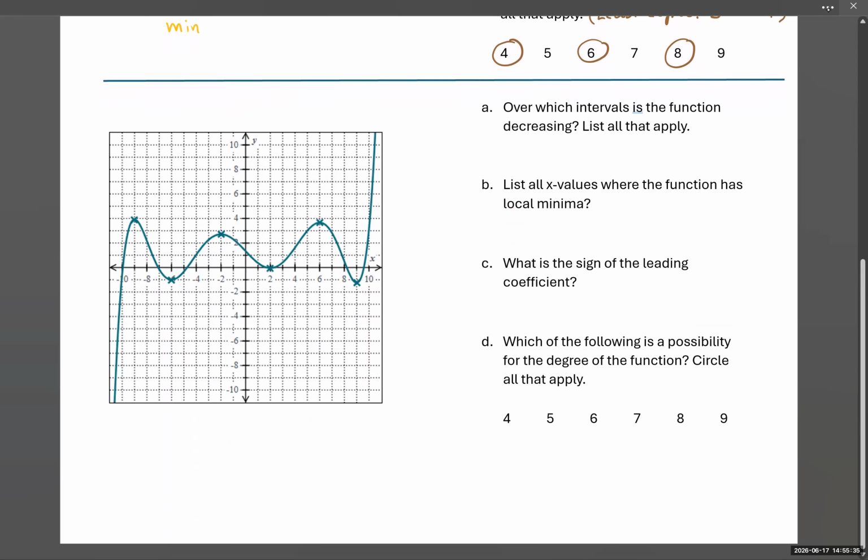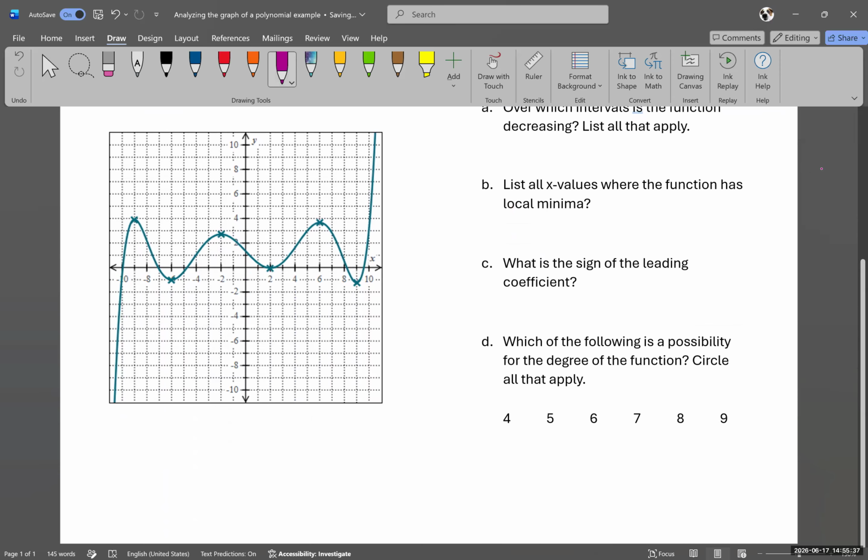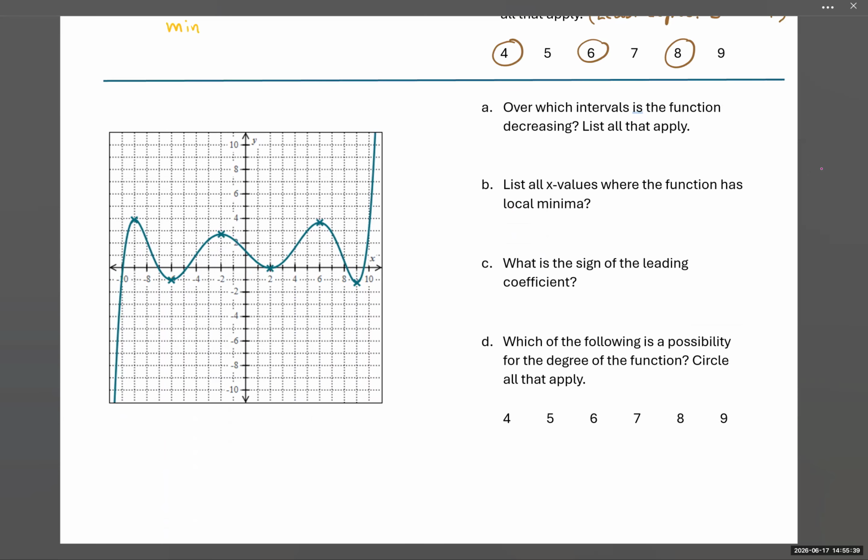Now let's try an example with a different function. So this time, over which intervals is the function decreasing? So this time, as x is going to the right, y should go down. It should actually decrease on the y value. So this interval right here, this interval right here, and this interval right here, there's 3 of them.